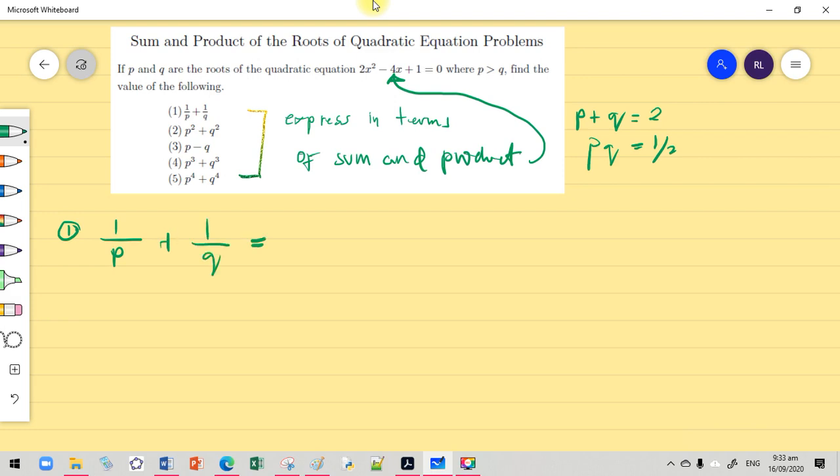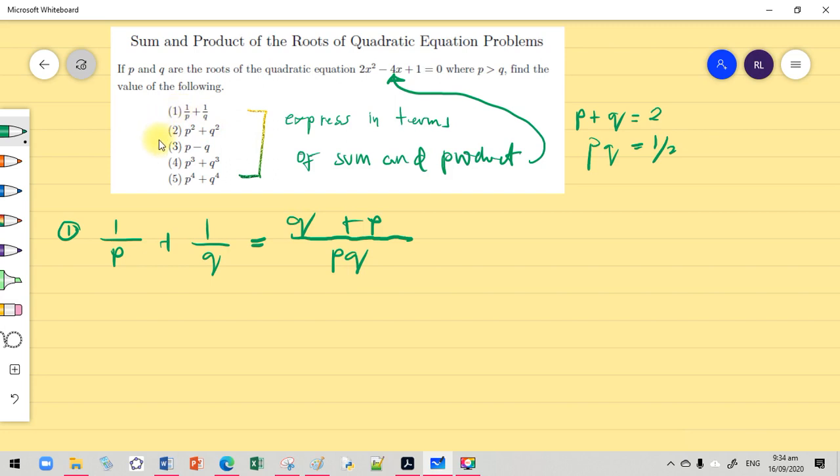So we just simply add these, and P becomes PQ by multiplying Q, and Q becomes PQ by multiplying P. As you notice, the numerator is Q plus P, which is exactly our sum of the roots, and our denominator is PQ, which is exactly our product of the roots. So that is our general strategy.